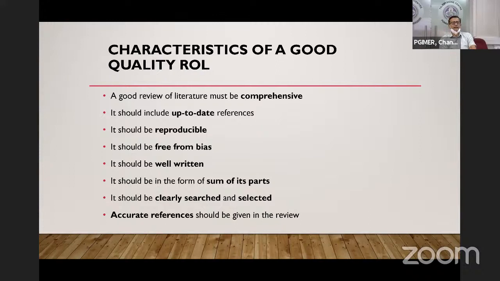And it should be reproducible. That means you have created a review of the studies for your protocol, then another person who is looking at your review should find the same results that have been reported in the article. It should not be that something has been changed from what has been written in the published article. And it should be free from bias. It means that it should not have any publication bias or any statistical errors in the effect sizes or anything that you have reported. And it should be well written, in the form of the sum of its parts, that I will be discussing in my next slides.